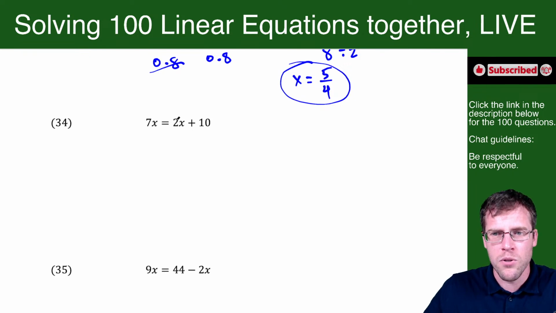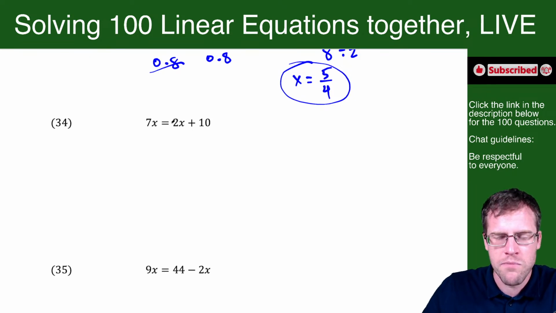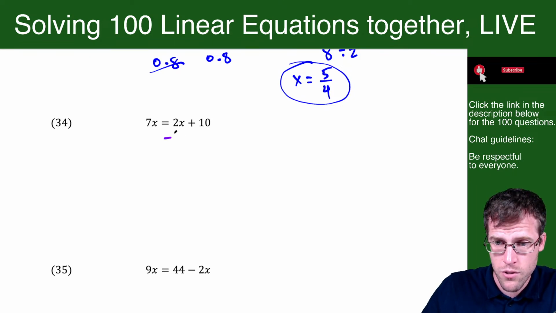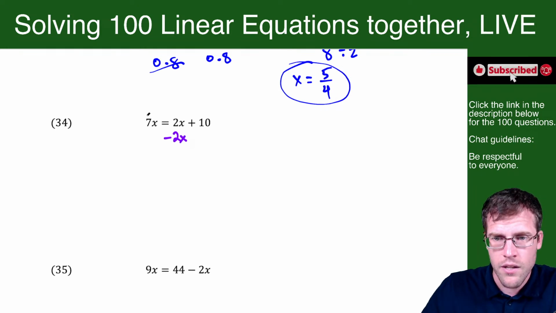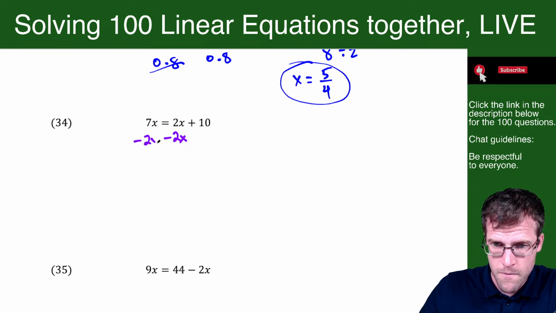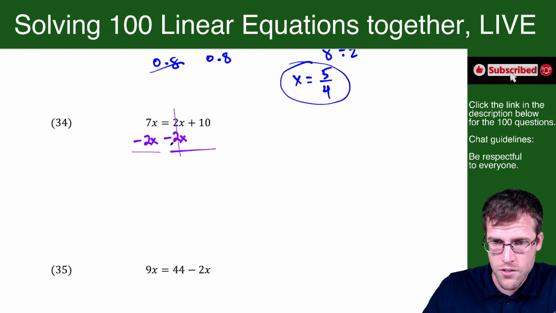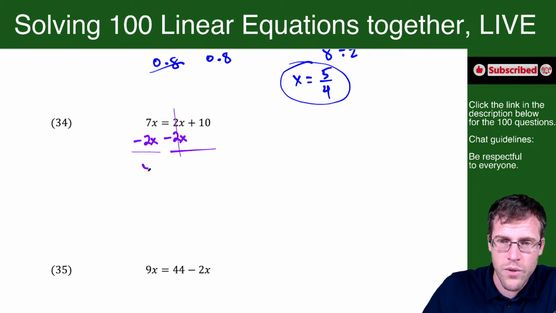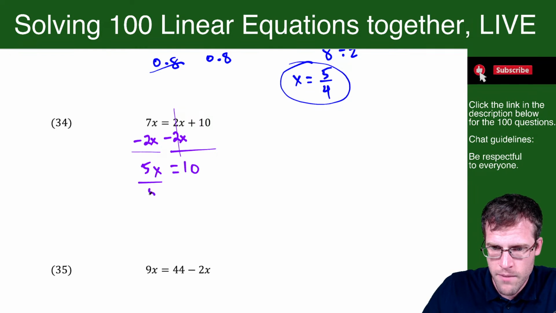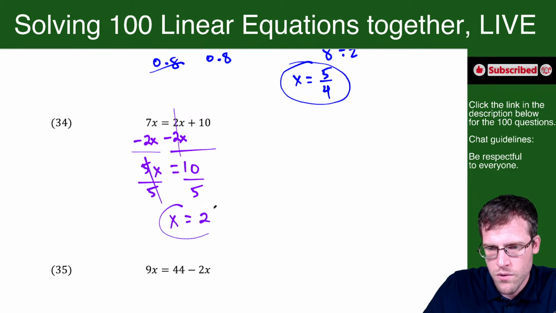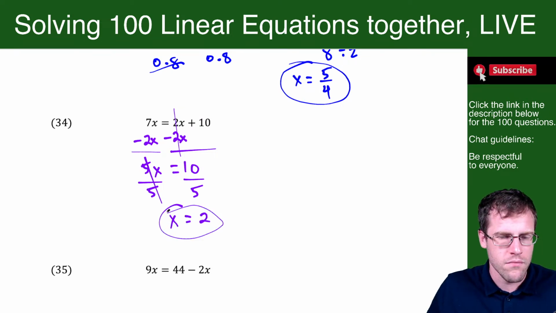Okay, so x is on both sides. It's usually better to move the smaller x over to the bigger one. So the 2x is smaller than 7x, as long as x is not negative. But I just mean it has the smaller coefficient. So I would do minus 2x on both sides. And now 2x minus 2x is gone. 7x minus 2x is 5x. And this is equal to 10. So now divide both sides by 5. And you're going to have x equals 10 divided by 5, which is 2. Okay. Awesome.